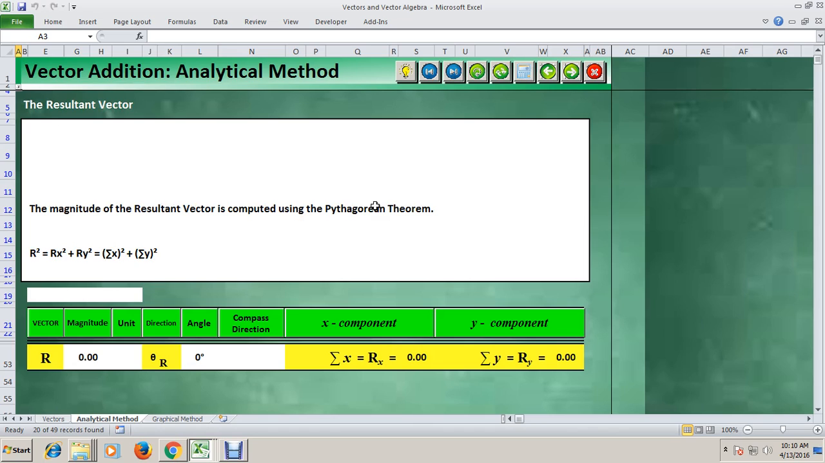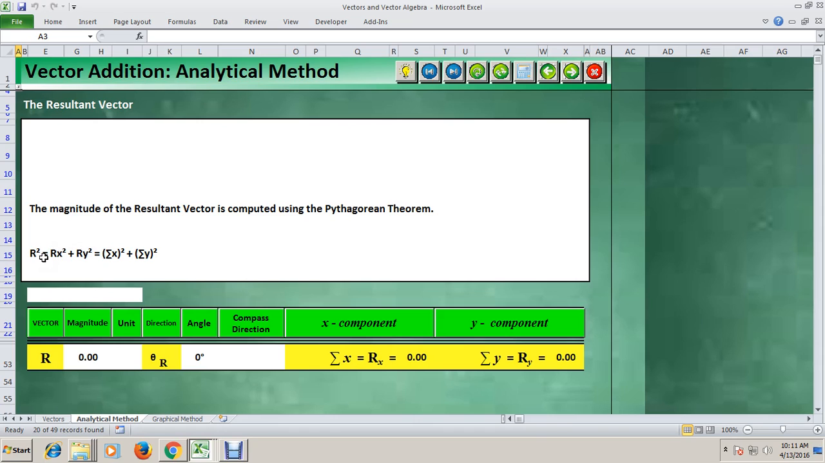Okay, so how do we solve for the magnitude of the resultant vector? The magnitude of the resultant vector is simply computed using the Pythagorean theorem. If you recall, the Pythagorean theorem states that the square of the hypotenuse is equal to the sum of the squares of the individual legs of your right triangle. For example, the individual legs are represented by your r sub x and your r sub y. You square r sub x, add it to the square of r sub y, and this results in the square of the hypotenuse, which is the magnitude of the resultant vector. You take the square root of each to get the magnitude of your resultant vector.